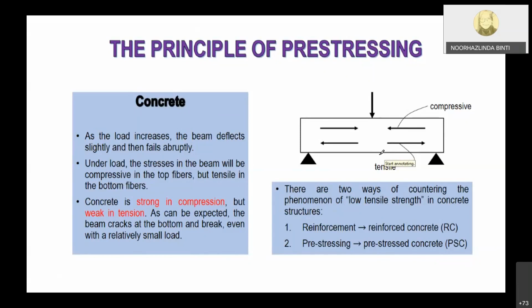To tackle this problem, engineers have suggested two ways: either reinforcement or pre-stressing. That's how these two come in to tackle the problem of tension, because we know the weakness of concrete is that it cannot resist tension. We ignore that tension, so we try to overcome it by considering reinforcement or pre-stressing. In this kind of beam, the problem will be at the bottom part. It will deflect and crack easily. So we look at reinforcement first.